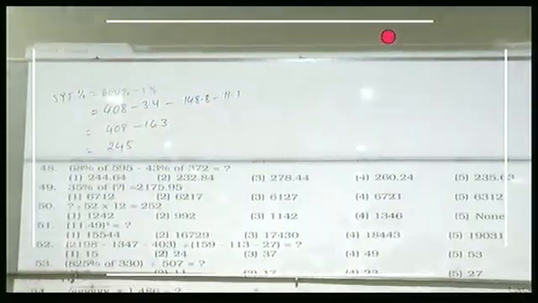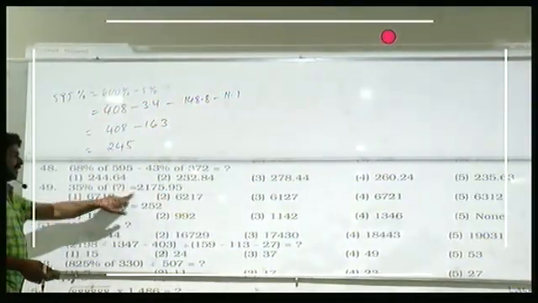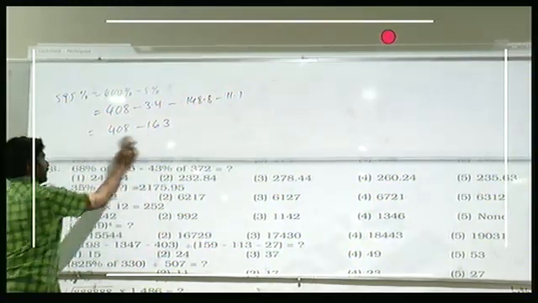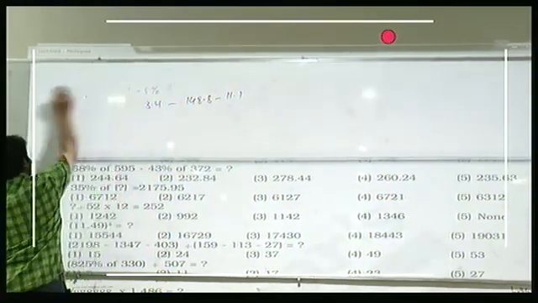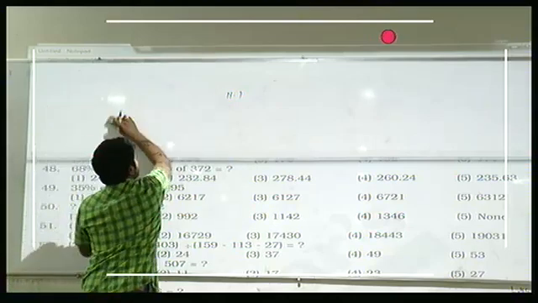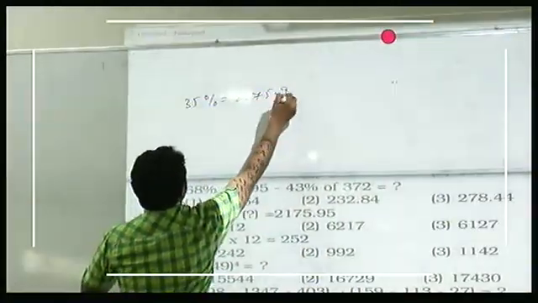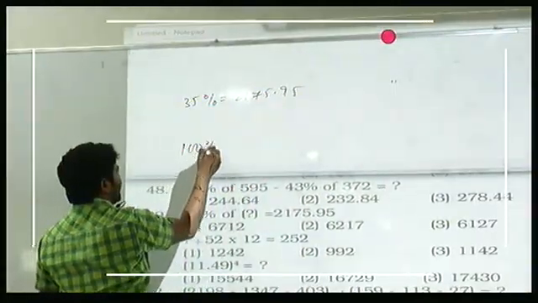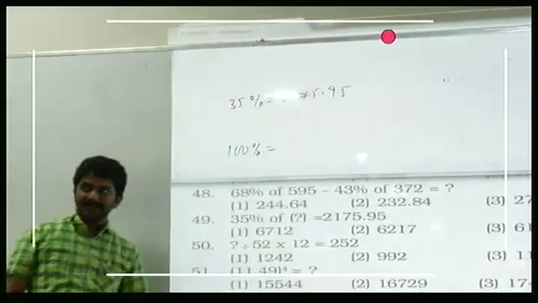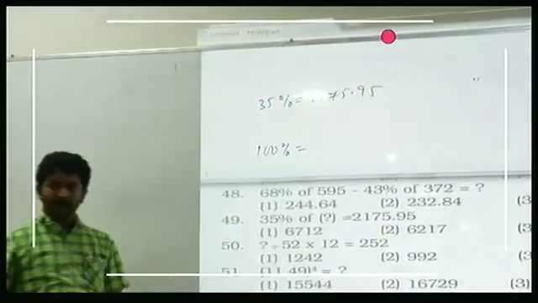$49. 35% of this number is this much. And you are asked about the original number, x value. So we can treat this as 35% is equal to 2175.95 and 100% is equal to how much? Yes? This is what you are asked about.